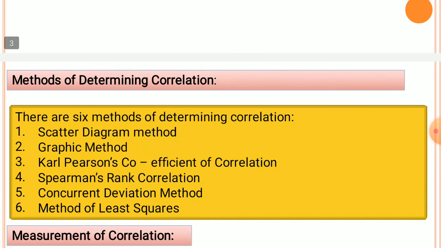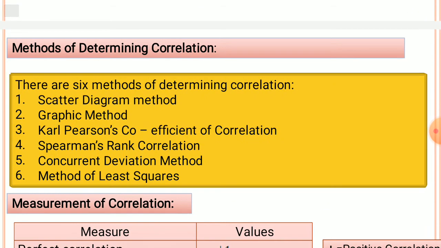Methods of determining correlation. There are 6 methods of determining correlation. They are scatter diagram method, graphic method, Karl Pearson's coefficient of correlation, Spearman's rank correlation, concurrent deviation method, and method of least squares. So these are the 6 methods of determining the correlation.